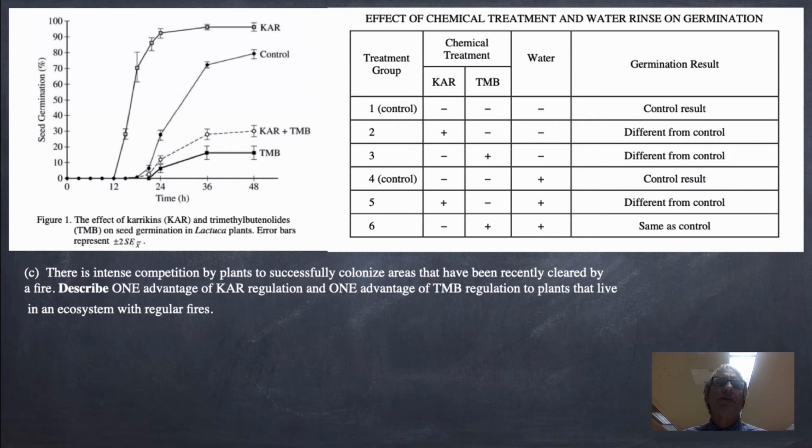Finally, there's a part C. I gave you both the graph and the data table. Part C, there is intense competition by plants to successfully colonize areas that have been recently cleared by a fire. Describe one advantage of KAR regulation and one advantage of TMB regulation to plants that live in an ecosystem with regular fires. Go.